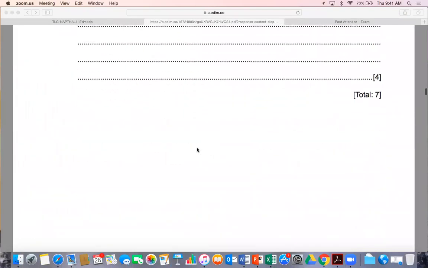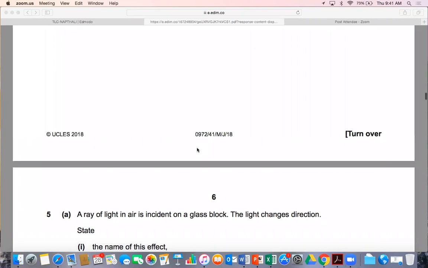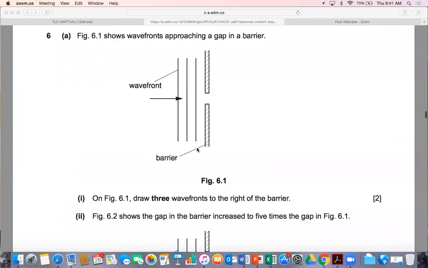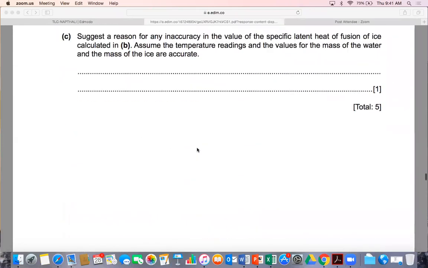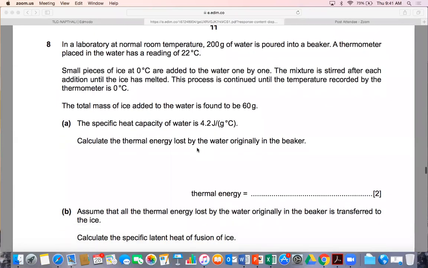Okay, so that's for question number 4. And then we jump to question 8, right? Yes. Okay, so I have a lab at room temperature, 200 grams of water poured into a beaker, thermometer placed in the water, reading is 22 degrees.